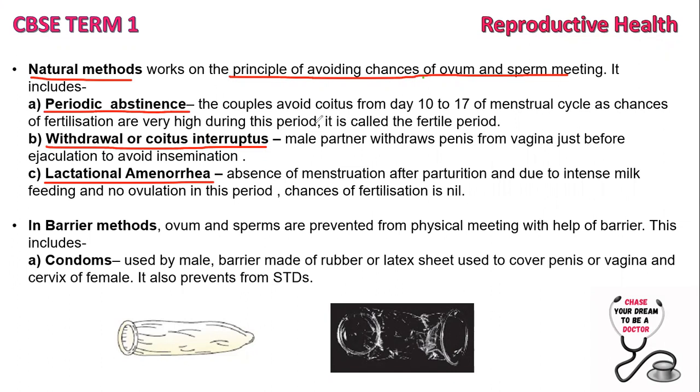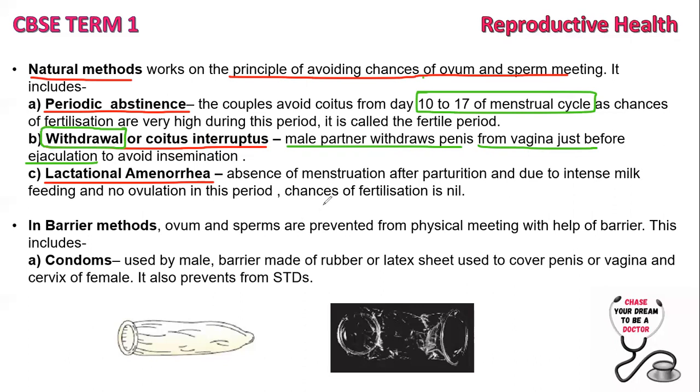Periodic abstinence means the couples avoid coitus from day 10 to 17 of the menstrual cycle when ovulation is highly expected, or the fertile period. So stay away from the fertile period. You will call this periodic abstinence. In the withdrawal method, the male partner withdraws his penis from the vagina just before ejaculation to avoid insemination. You will call this the withdrawal method or the coitus interruptus method.